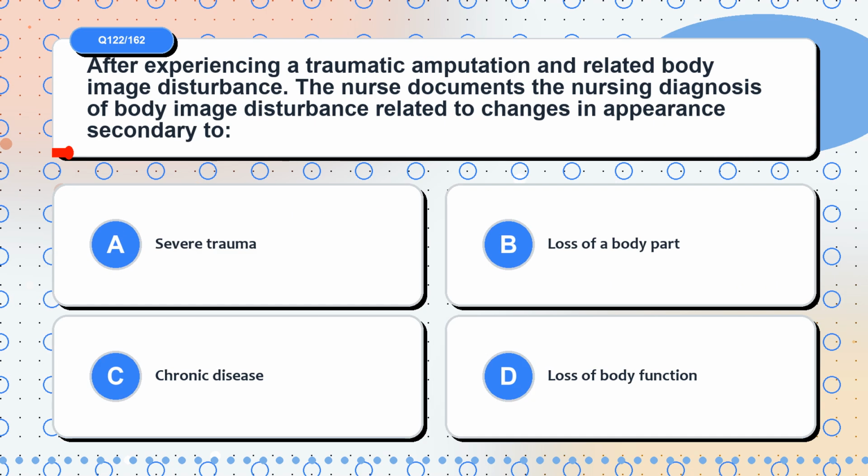Question 122. After experiencing a traumatic amputation and related body image disturbance, the nurse documents the nursing diagnosis of body image disturbance related to changes in appearance secondary to. Here are the options. Option A: severe trauma. Option B: loss of a body part. Option C: chronic disease. Option D: loss of body function.